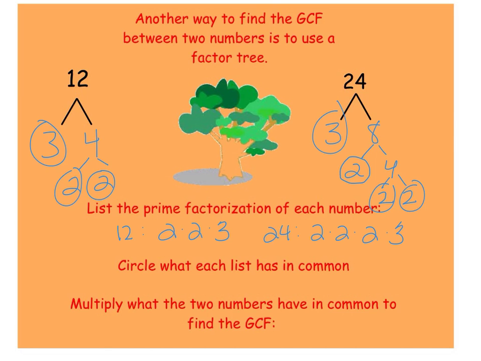Okay, now what I want to do is circle what each list has in common. Both of my lists have 2 2s, and both of them have a 3. So to find the greatest common factor, I multiply what these two numbers have in common. So I multiply 2 times 2 times 3. 2 times 2 is 4. 4 times 3 is 12. So the greatest common factor is 12.